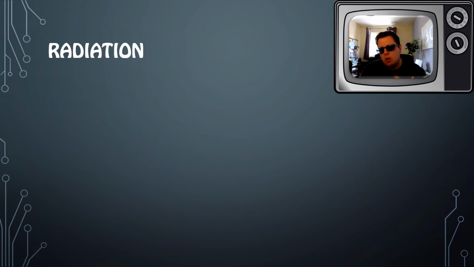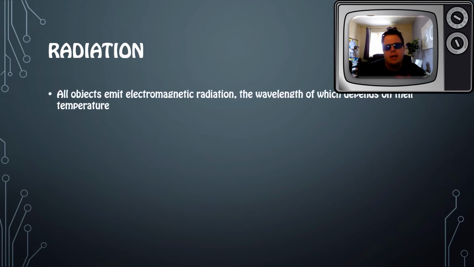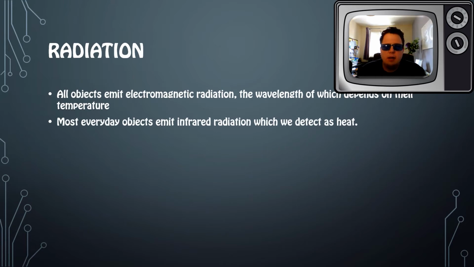Radiation then. So all objects will emit electromagnetic radiation. This is our third and final heat transfer process, and this involves the emission of electromagnetic waves. Now, the wavelength or the frequency at which an object emits depends on its temperature. So most everyday objects we deal with actually emit in the infrared region. And we are designed to detect infrared radiation of specific wavelengths as heat.